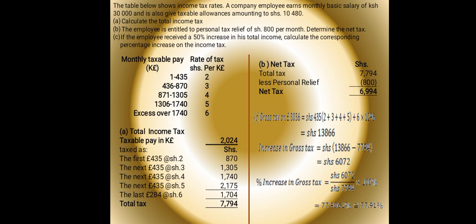The first 435 at 2 shillings, that is 870. The next 435 at 3 shillings, that is 1,305. The next 435 at 4 shillings, that is 1,740. The next 435 pounds at 5 shillings, that is 2,175. And the rest of his income, 284 at 6 shillings, giving a tax of 1,704.